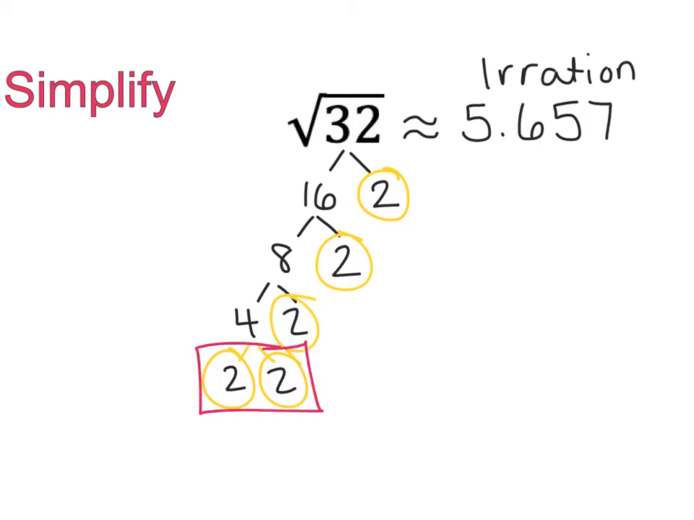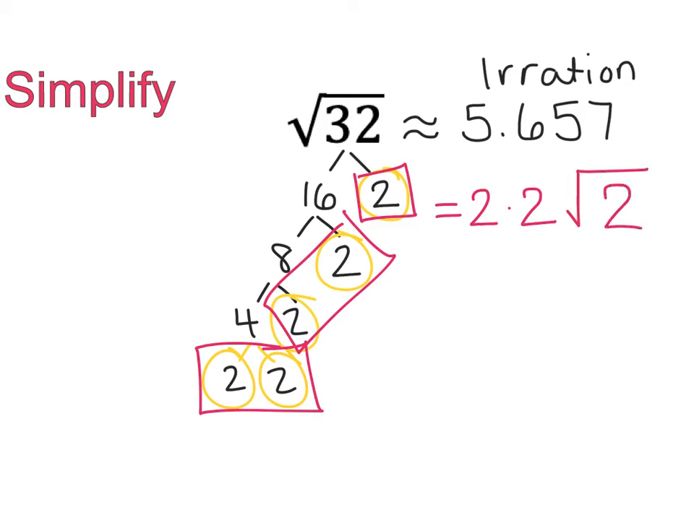Okay, I have a pair of 2's. So that's going to go outside my radical. I have another pair of 2's that also goes outside my radical, and I have this one lonely 2 left over. That stays inside the radical. I can multiply these 2's outside to make this 4 root 2. Now, a way to check this is toss 4 times the square root of 2 in your calculator, and you will get 5.657, the exact same decimal, so you know you simplified it correctly.